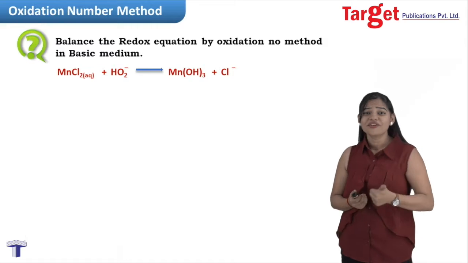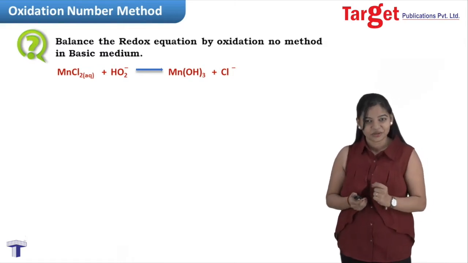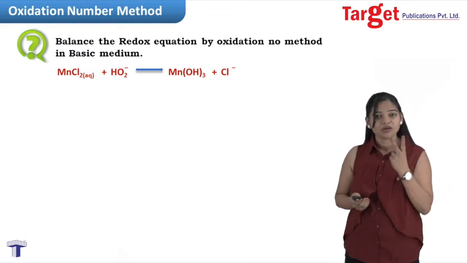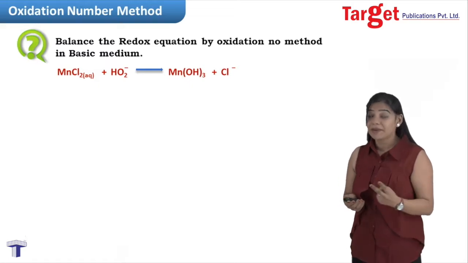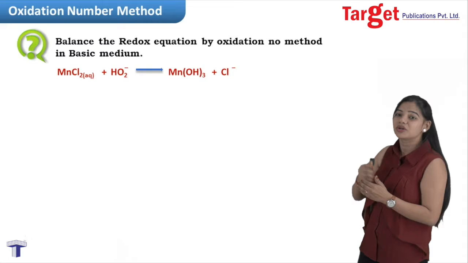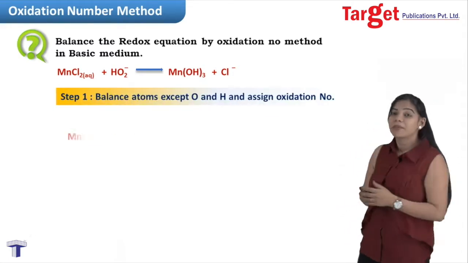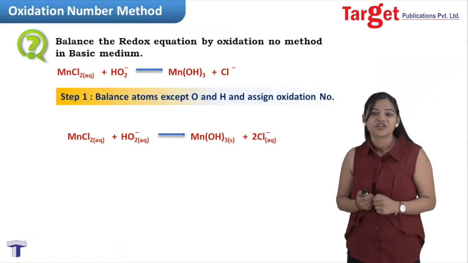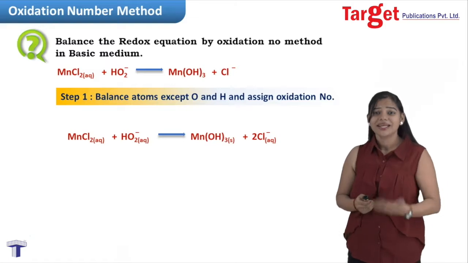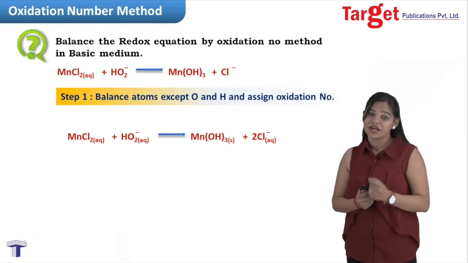To balance this, the very first step is to balance the atoms except for oxygen and hydrogen. So in this reaction, if we see, we just have Mn and chlorine to be balanced. Mn is same on both the sides, whereas chlorine on the reactant side is 2, whereas on product side there is just 1. So we will balance it by multiplying a stoichiometric coefficient of 2 to the product side of chlorine. Next step is to identify whether the reaction is undergoing oxidation or reduction.